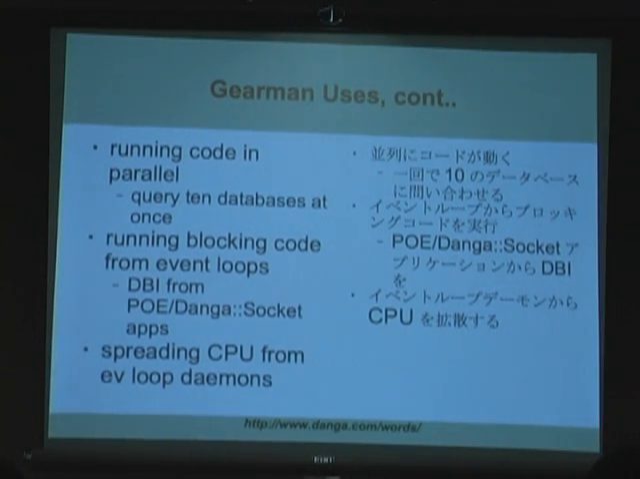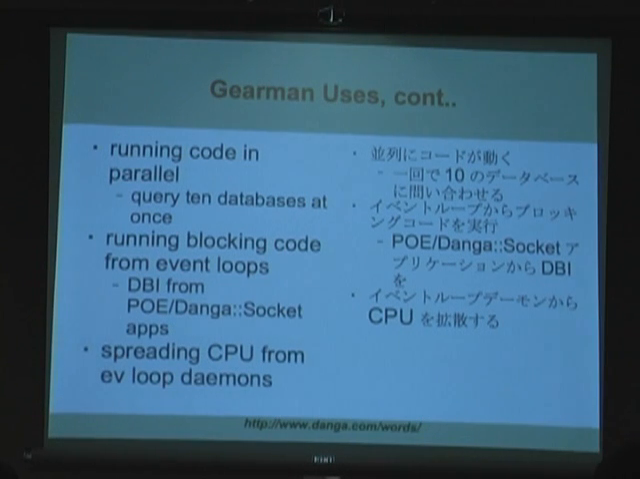And you could run blocking code from event loops. If you have some POE app or Danga::Socket app like our Jabber server or Perlbal, and we need to do something that we don't want to write asynchronously, because writing asynchronous code is kind of a pain in the ass, we have a Gearman client that runs within an event-based world and ships it off to something else to do it. That's also a good way to spread CPU from these event loop daemons, because an event-based daemon will typically just run on a single CPU.